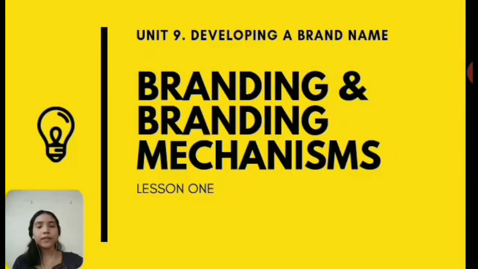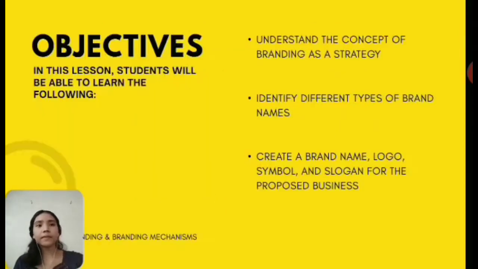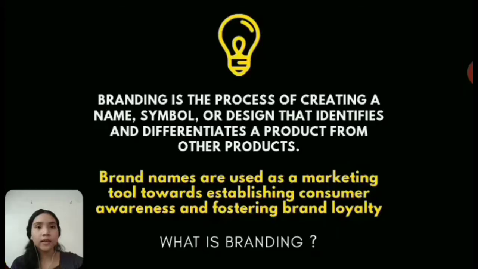We are now in Unit 9, Developing a Brand Name. Our lesson today is Branding and Branding Mechanisms. We have our objectives here. First, understand the concept of branding as a strategy. Second, identify different types of brand names. The last one, create a brand name, logo, symbol, and slogan for the proposed business. So that is our objectives to this lesson.